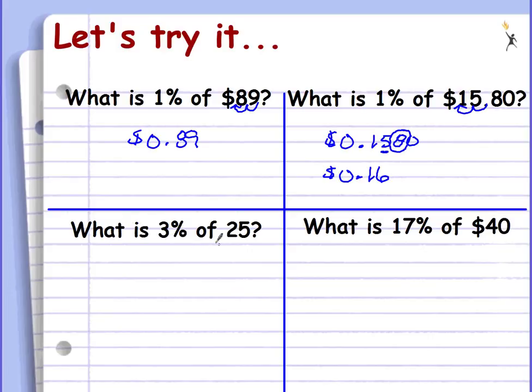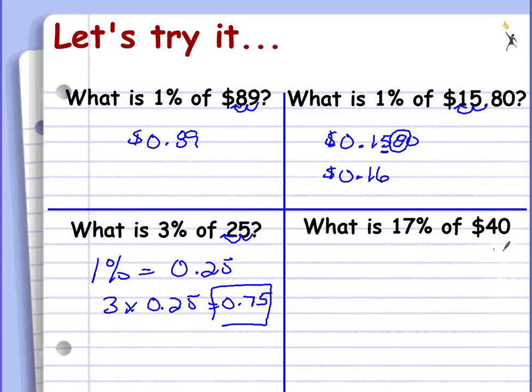What is 3% of 25? Well, I can easily find 1%: move the decimal 2 places to the left, and I get 0.25. And if I want 3%, I just multiply 0.25 by 3, and I get 0.75.